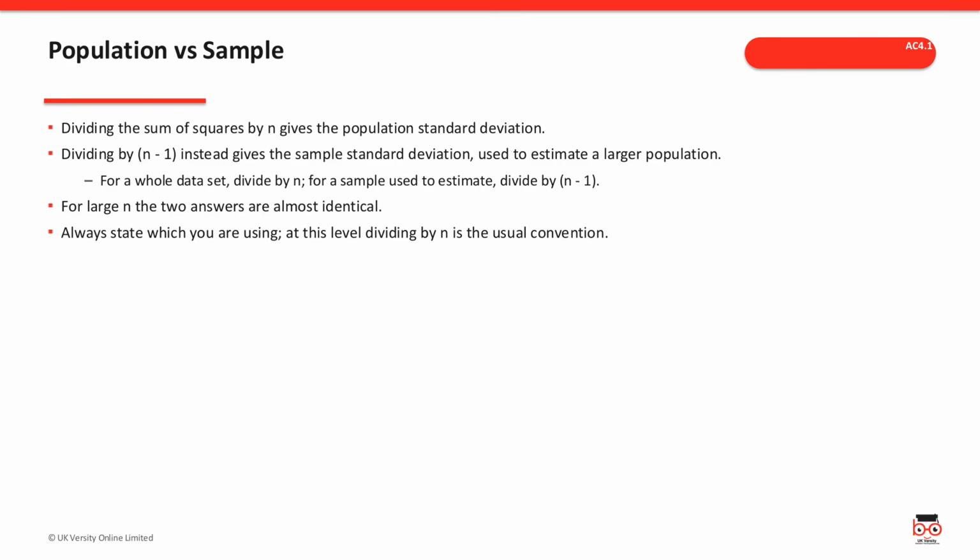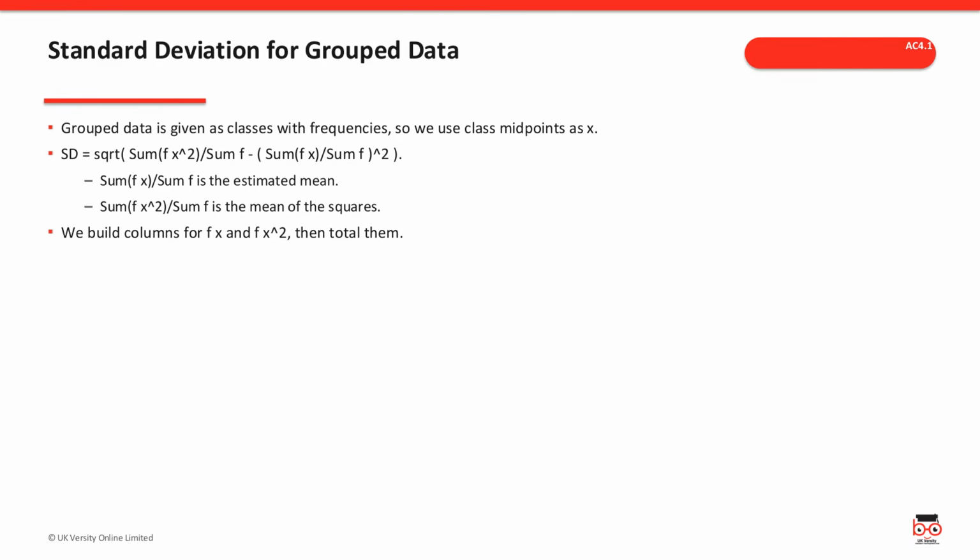is the usual convention. When data comes as classes with frequencies, we don't have individual values, so we use each class midpoint as x. The standard deviation is the square root of the quantity sum of fx squared over sum of f, minus the quantity sum of fx over sum of f, all squared. That second bracket, sum of fx over sum of f, is just the estimated mean, and sum of fx squared over sum of f is the mean of the squares. In practice, we build columns for fx and fx squared and total them.